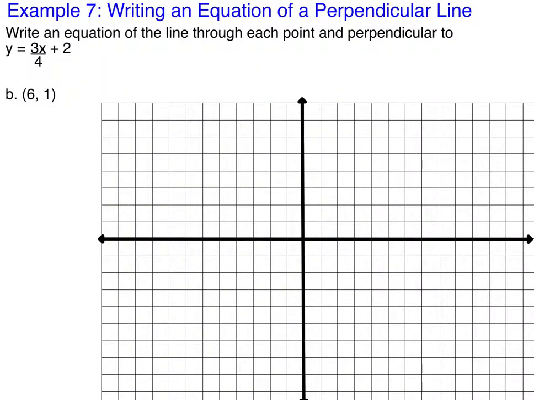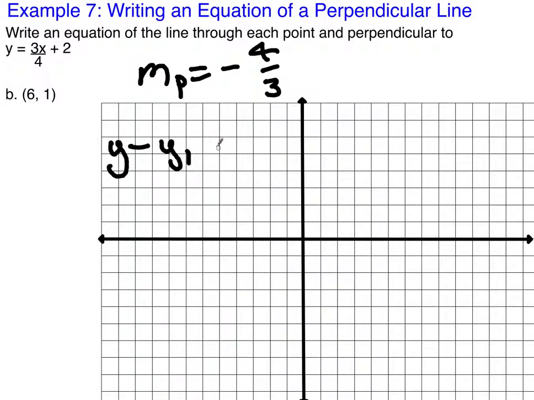Alright, let's do another one. If it's perpendicular to this line, we know the slope again. The slope of the perpendicular line is the opposite reciprocal of this slope, and it goes through this point. Now, this isn't an intercept, so it's easiest to use point slope form, m times x minus x1. So I'm going to plug those values in.